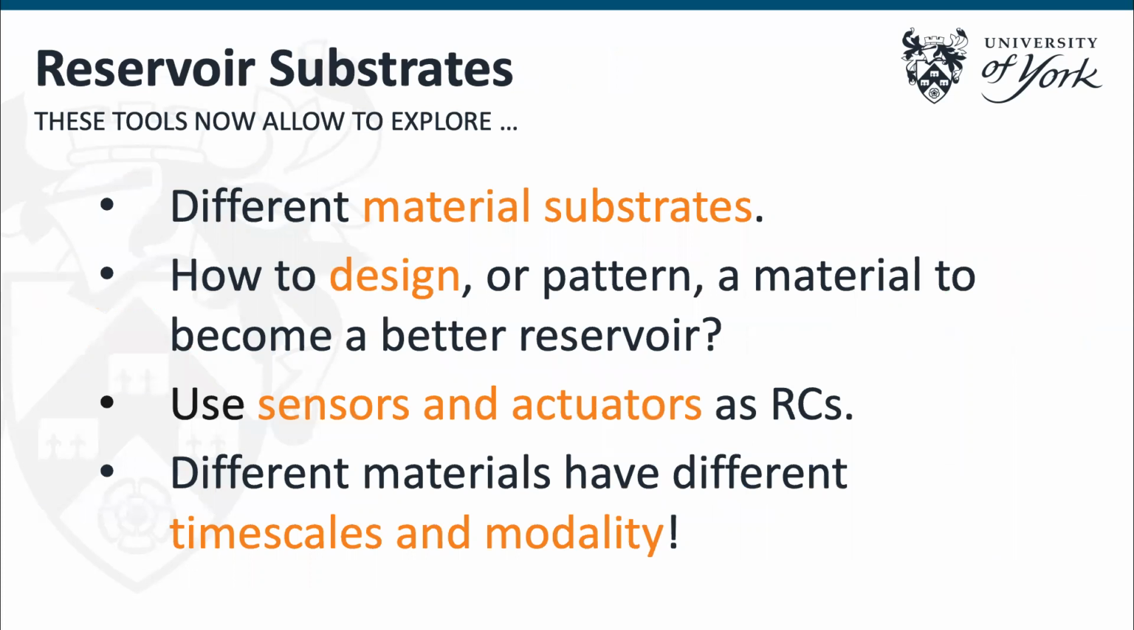So these tools, and these findings with the abstract computational model, allow us now to look again into different material substrates. And once we've evaluated materials, we can then ask questions: how can we pattern them? We can go to a material scientist and say, we want this structure. How can we achieve that? How can we pattern this? How can we design this to make them better reservoirs?